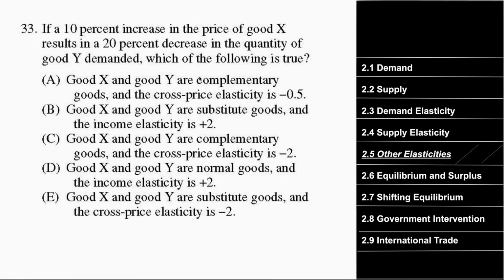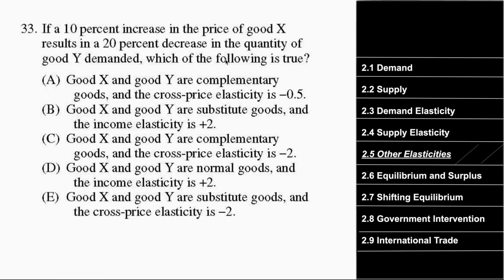Here's a quick question. I'll give you a few seconds, or you can pause the video. Okay. If a 10% increase in the price of good X results in a 20% decrease in the quantity of good Y demanded, which of the following must be true? So remember, this is the cross price elasticity.